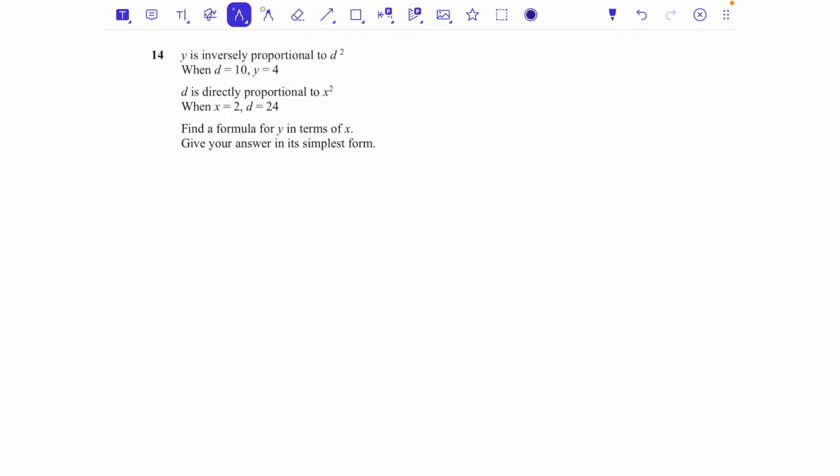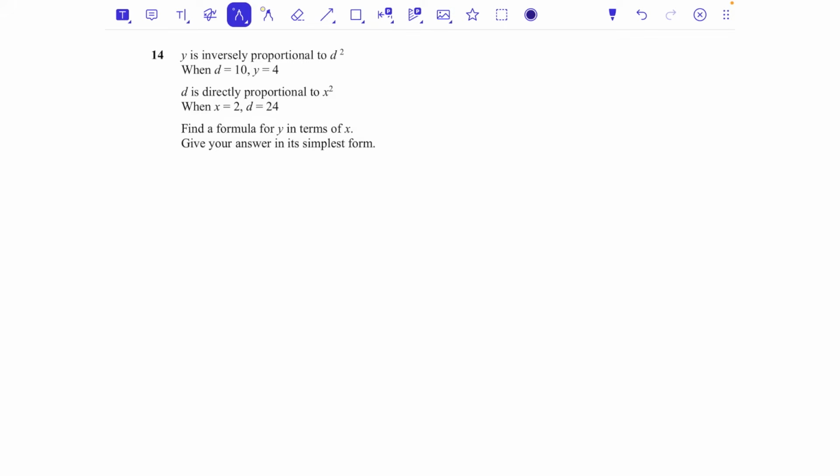Question number 14. Y is inversely proportional to d squared. When d is 10, y is 4. d is directly proportional to x squared. When x is 2, d is 24. Find a formula for y in terms of x. Give your answer in its simplest form. So this is a really tricky question, and if you haven't studied this topic before, maybe go and have a look at this first before I go through this.